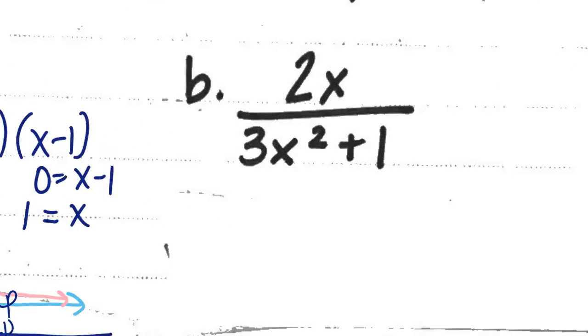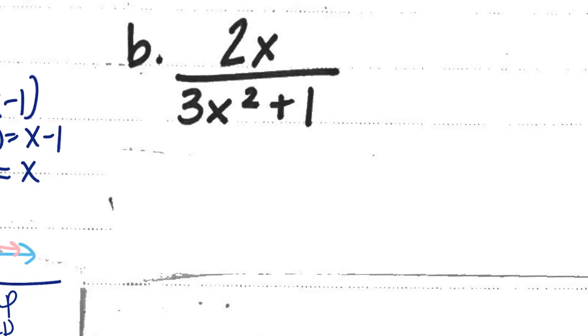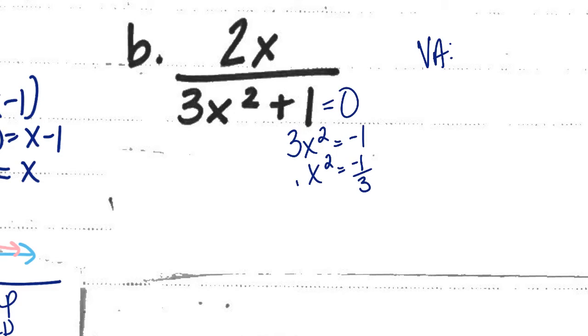But let's answer the question here. What are the vertical and horizontal asymptotes? The vertical asymptotes are when I make this equal to 0. Well, notice in this case, we get a negative number. Well, when I take the square root, my negative number is now imaginary. Okay, you can't have an imaginary number, so in this case there are none. There are no vertical asymptotes.